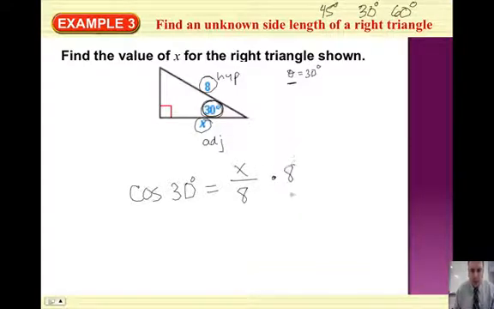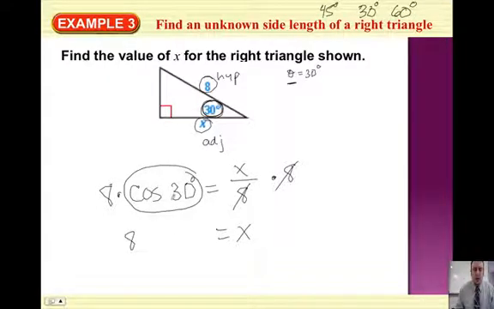So times this side by 8, that's gone. Times this side by 8. And you get x is equal to 8 times the cosine of 30. Now, once again, if you use your calculators, I'll mark it wrong if you give me a decimal. Anytime you do a 30, 60, or 45.